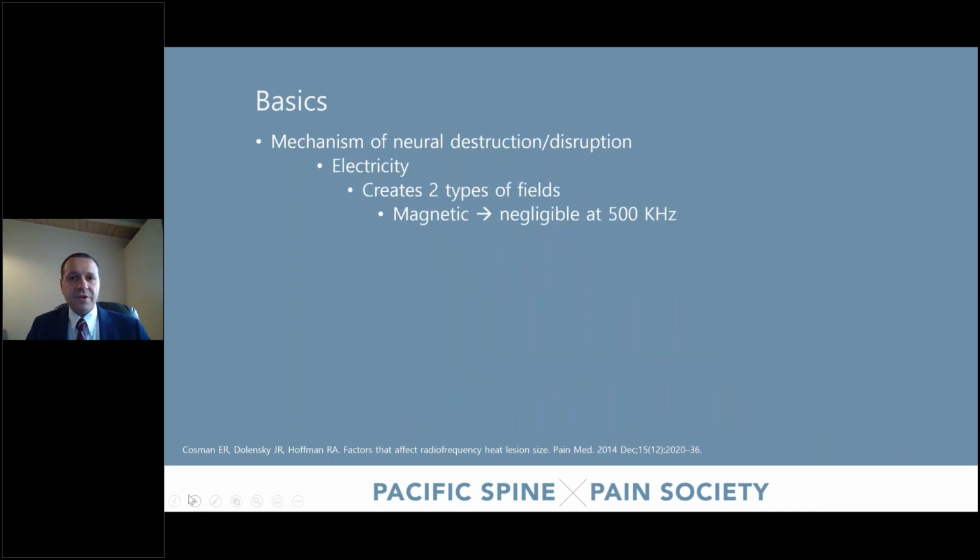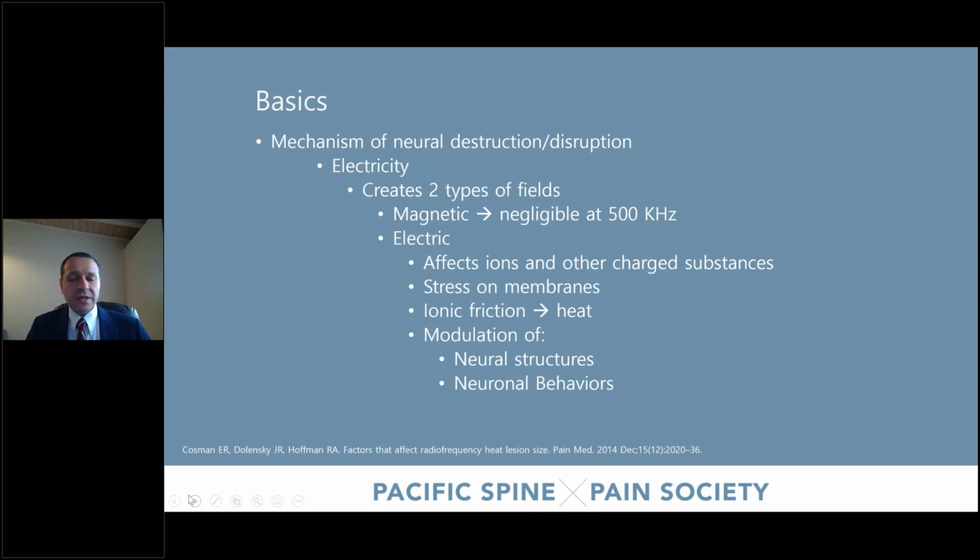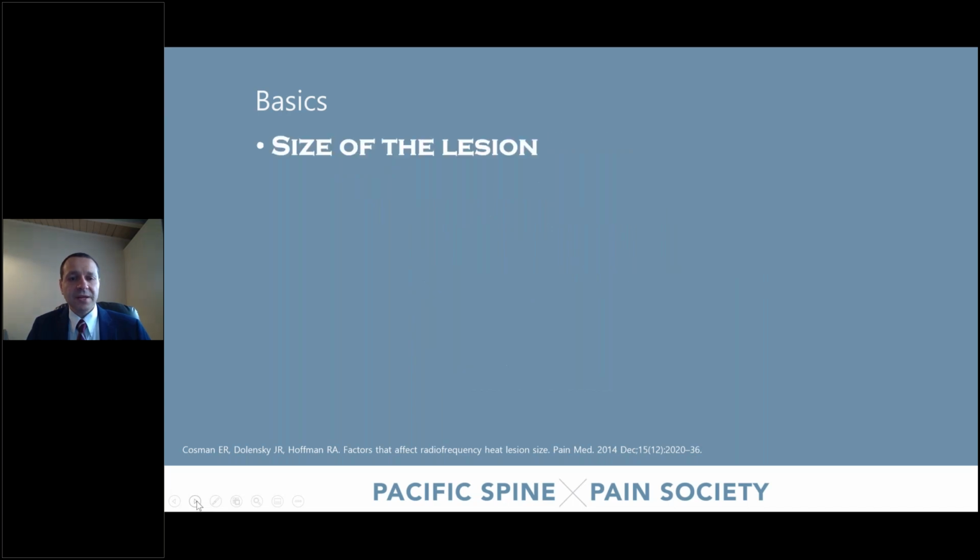The other component of radiofrequency ablation is the electrical current. The electrical current is alternating current, so it can create either a magnetic field, which at the medium frequency that we use is not applicable, or an electrical field. As you all know, there are a lot of charged particles around the neuron cell membrane. And if you put them in an electrical field, they can have a lot of different changes. They can cause some stress on the membrane. They can cause some friction and heat generation. And basically, they change the behavior and the structure of that neuronal cell membrane.